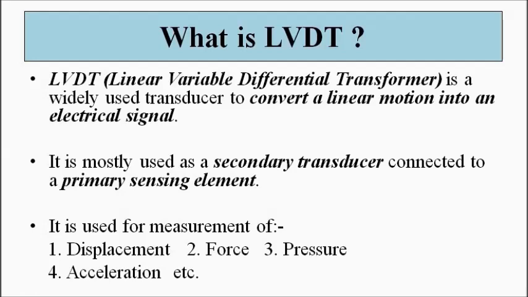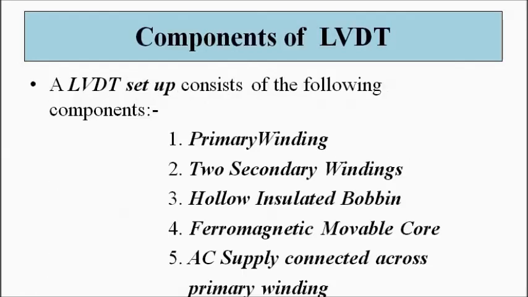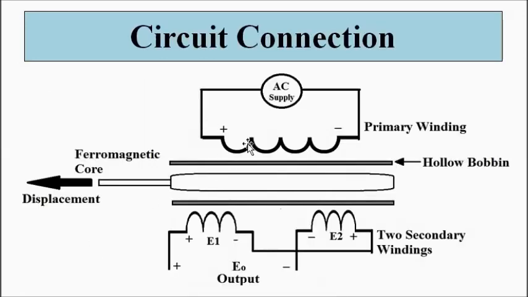So the LVDT consists of the following parts. Okay, first, a primary winding which is connected to an AC supply, two secondary windings connected in differential mode where we get the differential output voltage, the difference between the two EMFs appearing across the two secondary windings. Then we have a hollow bobbin, and a ferromagnetic core, which moves away from or towards the center position.